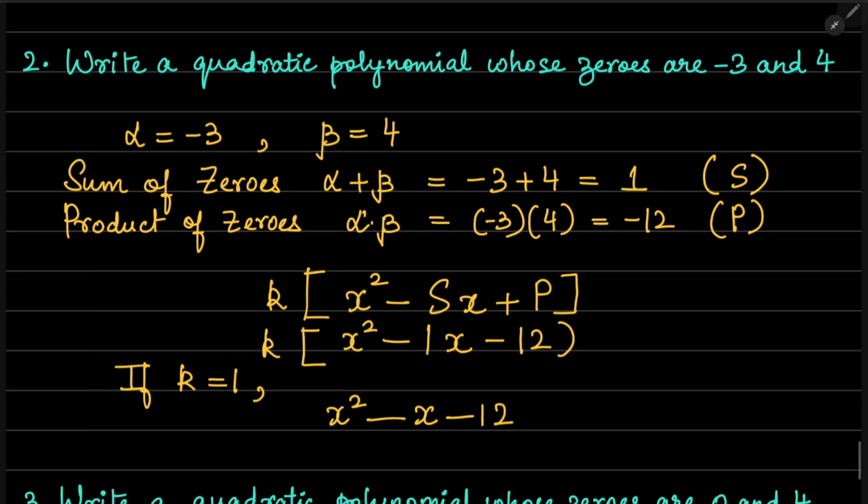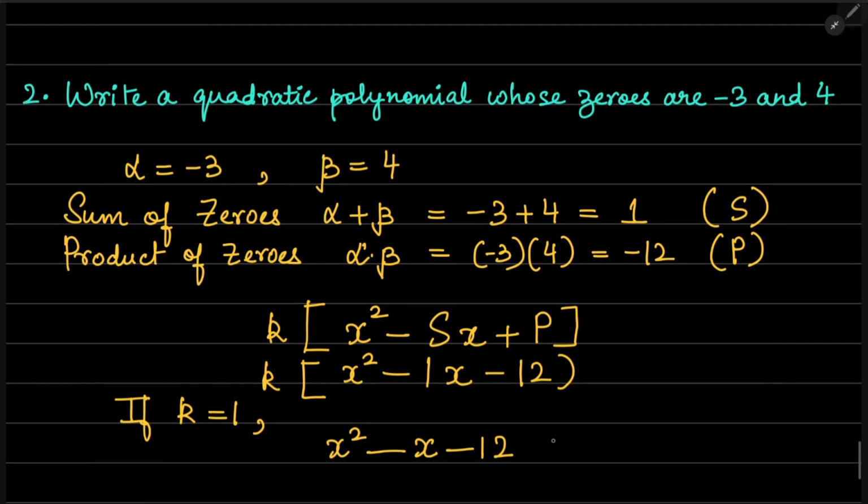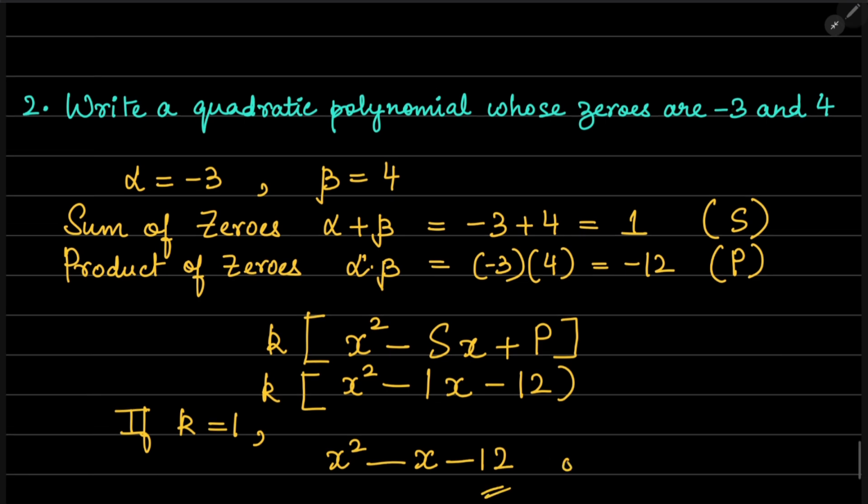This is what is given in some of the books, or you can probably divide it throughout by 2. It depends completely. If you divide it by 2, you will get x square by 2 minus x by 2 minus, what is 12 by 2? It is 6. Anyway, I would prefer you writing this answer.